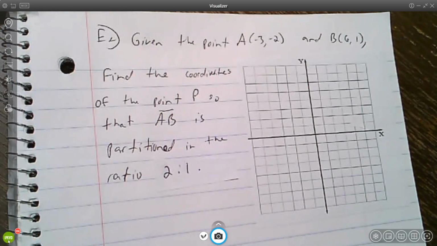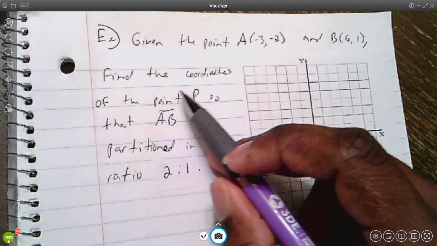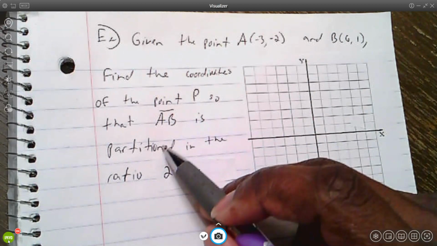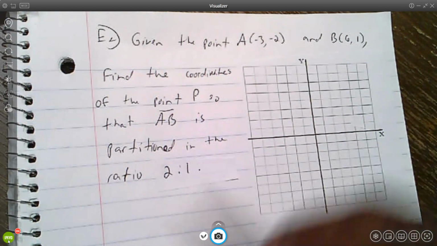All right, so here's a new problem. It says given the point A is here and B is there, find the coordinate P so that AB is partitioned into a ratio of 2 to 1. So let's plot the points A and B.